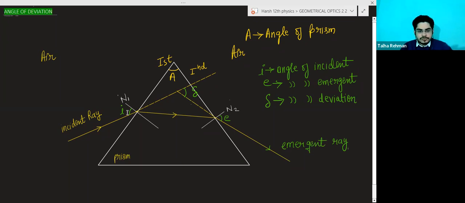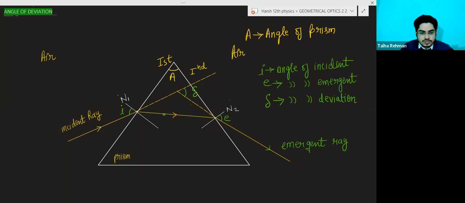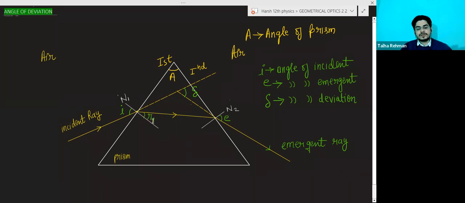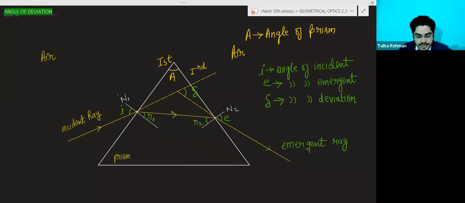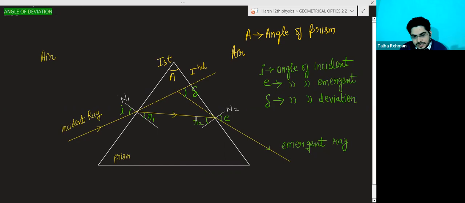So this is the angle of incidence. Now we can show here, this is the refracted ray for this incident ray. Suppose this angle is R1, the angle of refraction, and you can suppose this angle as R2. Now for this surface, this ray is the incident ray. So this R2 will be the angle of incidence for this surface, and E is the angle of refraction for this surface. And this is the angle of prism.